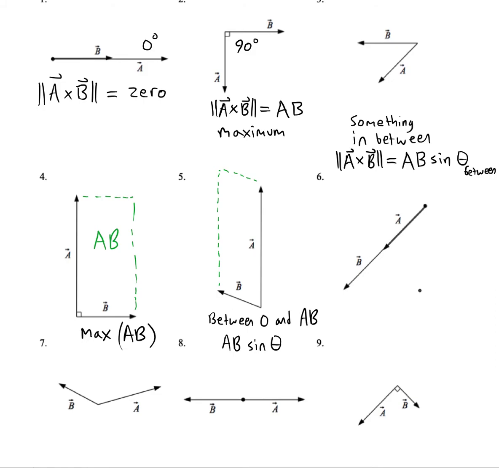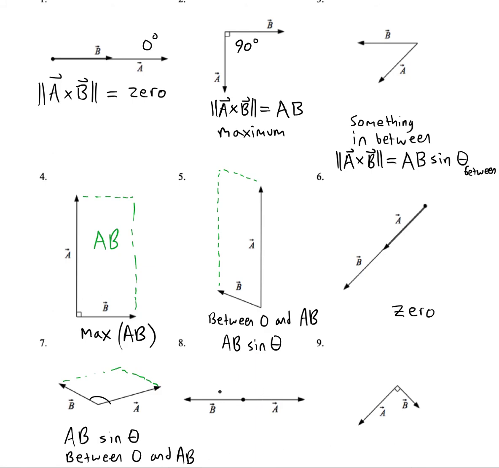Here, A and B are in the same direction, so our cross product will be 0. This time we have an obtuse angle, and so when we create our parallelogram, we're actually still going to use the same formula of AB sine theta. So it will be between 0 and AB.